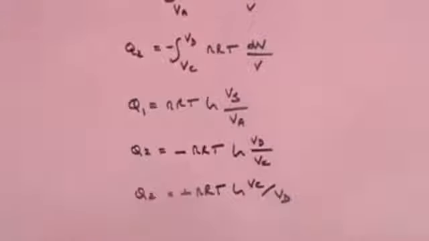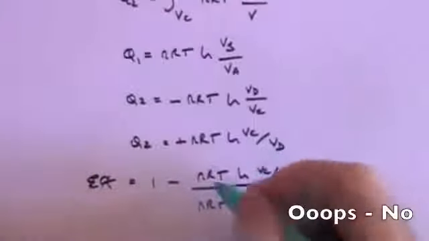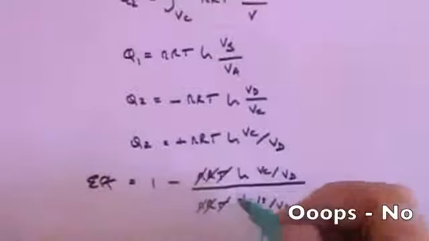We did that earlier. And then, as we've said right the way back up here, efficiency is equal to 1 minus Q2 over Q1. We now have terms for Q2 and Q1. So let's write that. The efficiency is equal to 1 minus Q2, which is nRT log VC over VD, divided by Q1, which is nRT log VB over VA. And as you can see, nRTs cancel out.